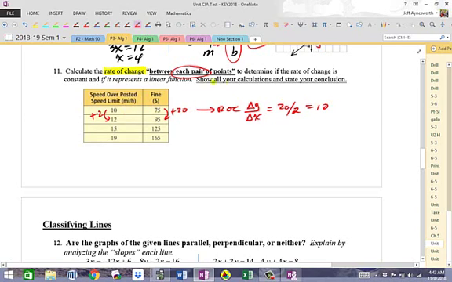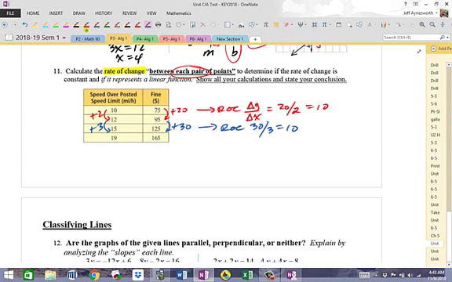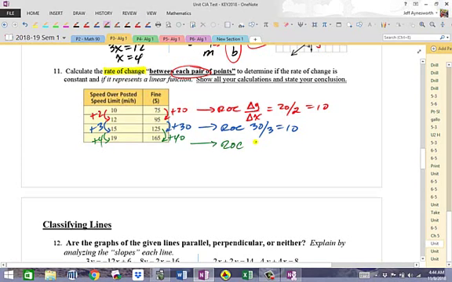It says between each pair of points, so I have to do it again. From 95 to 125 is a change of 30. From 12 to 15 is a change of 3. That gives me my second rate of change: 30 divided by 3 is 10. And notice that it's constant. But does it stay constant? I don't know, so let's figure it out. My next rate of change, from 125 to 165, is a change of 40. From here, it's a change of 4. That gives me my third rate of change, 40 divided by 4, which is 10.